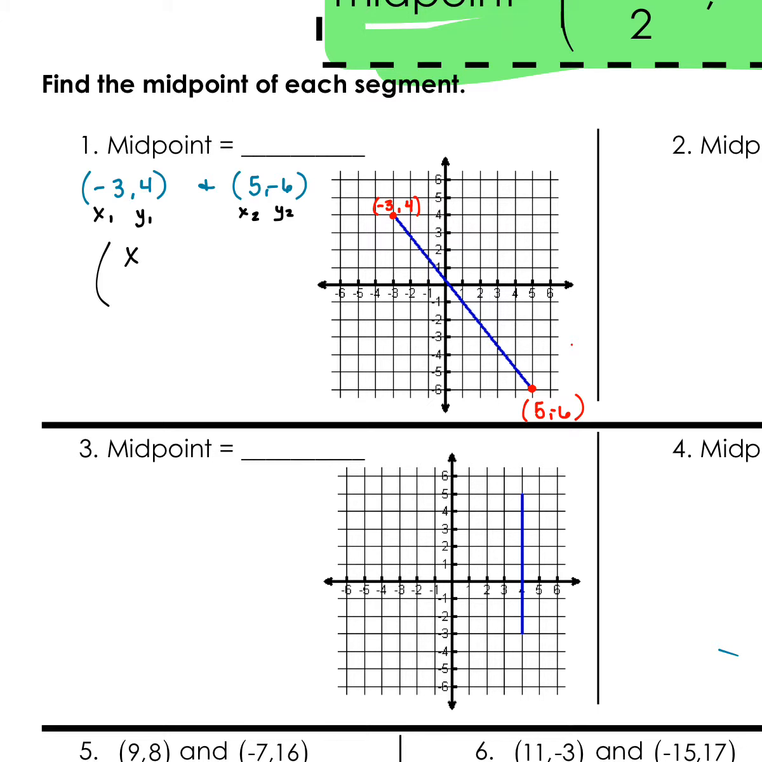So we get our formula: x1 plus x2 over 2, y1 plus y2 over 2, and we just substitute, and that equals our midpoint, P. We're just going to substitute our values and perform our basic mathematical functions. So we get negative 3 plus 5, and then 4 plus negative 6.